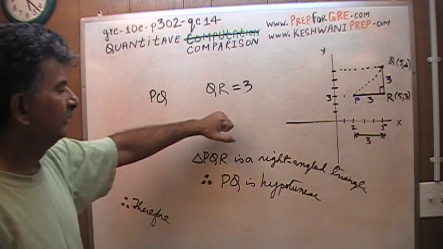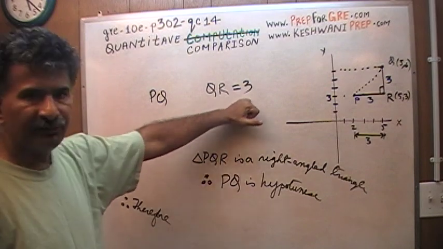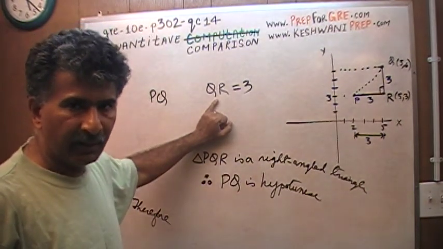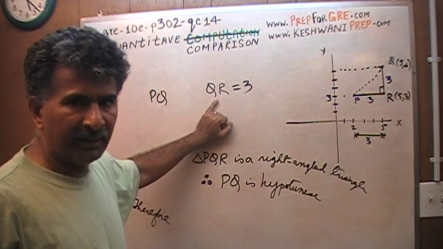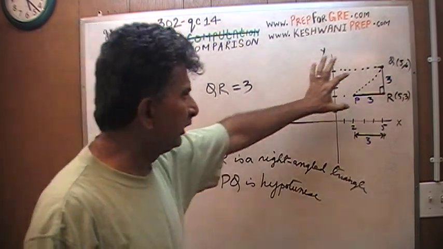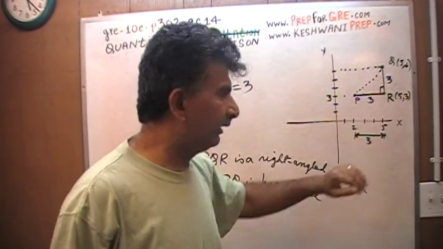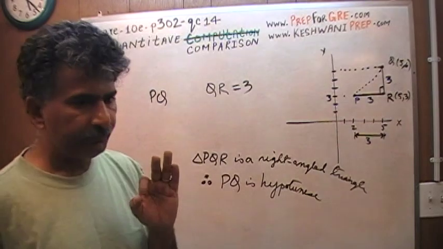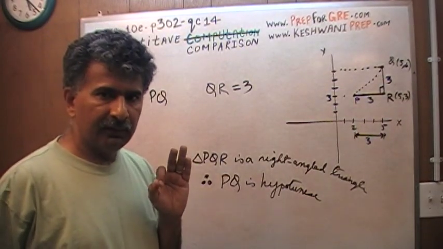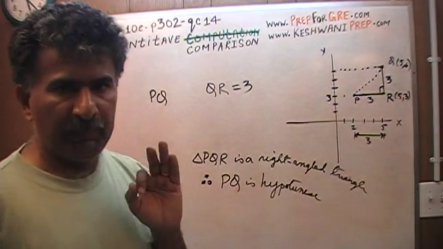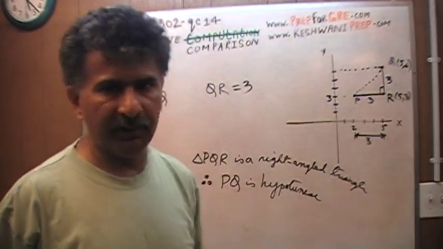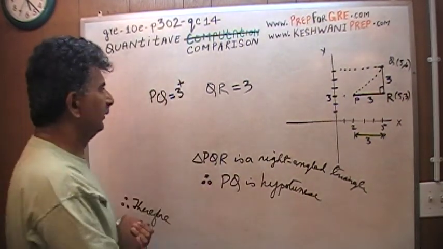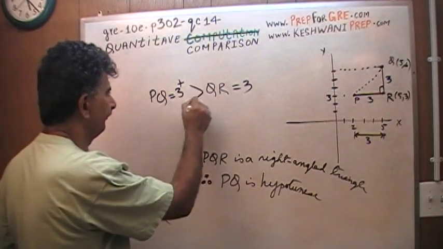If I'm simply asked to compare the two things, then the fact that QR is 3, I don't even have to know this side. Listen very carefully: if one side in a right angle triangle is 3, which we know for a fact here, Q to R is 3, it doesn't matter what this side is. Even if this side was 1 or half or 0.1, it wouldn't have mattered at all. Or 3 million, it wouldn't have mattered. If one of the sides in a right angle triangle is 3, then the hypotenuse of that right angle triangle, whatever it is, has to be more than 3. Voila. This equals something more than 3. And of course something more than 3 has got to be more than 3. That's all.